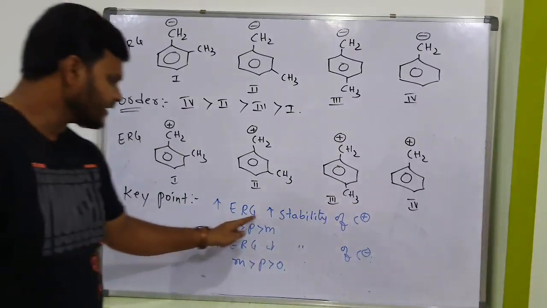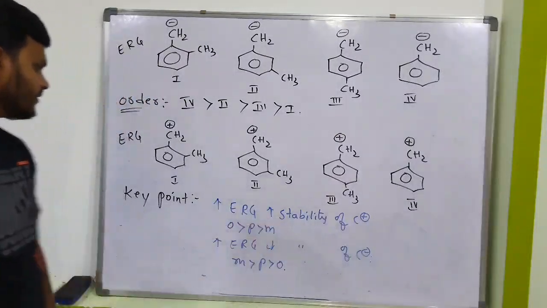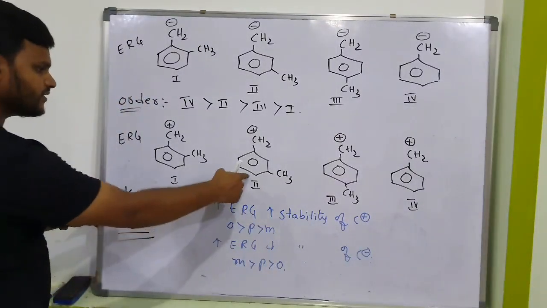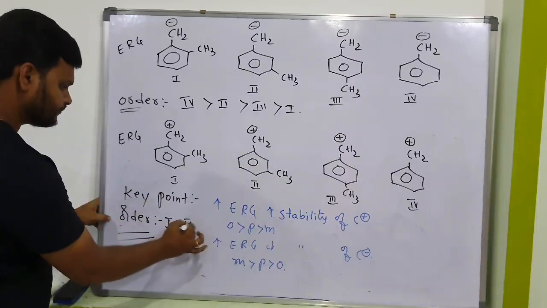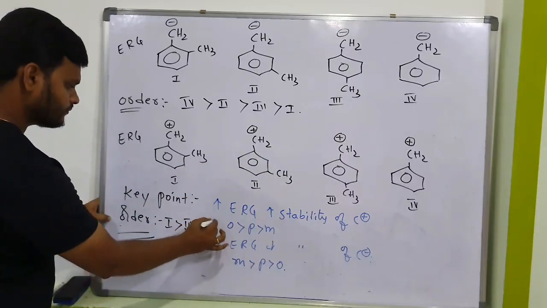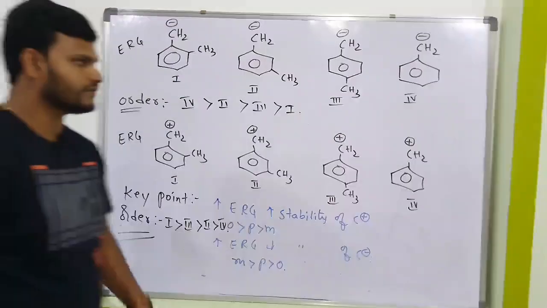Increase the electron releasing group, increase the stability of the carbocation. Next, OPM is the order. In OPM, O is nothing but this one, the first one, P is nothing but the third one. Yeah, this is the correct answer.